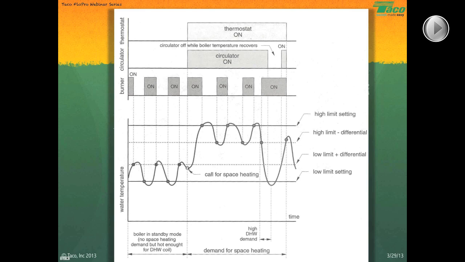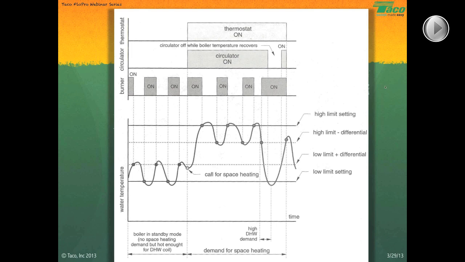Now we have a call for heat right here. Bang. Now we go up to the high limit plus the differential, and we bop off of that. And then in this example right here, where we have this big drop, well, that's when we have a large call for domestic hot water, perhaps. Now the temperature's dropping down, down, down. We get below the low limit setting. As you see right here, the circulator goes off. So we focus on making domestic hot water. So there you go. That's basically how the triple acting aquastat works.